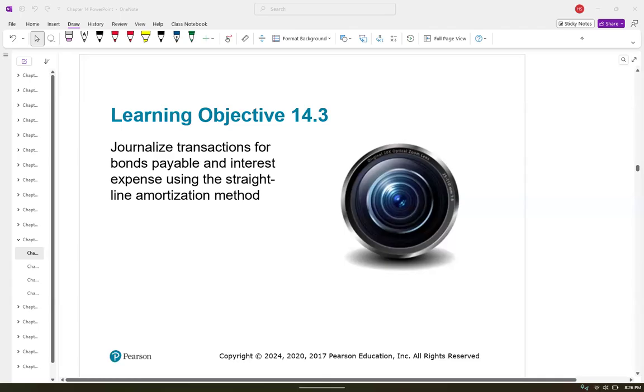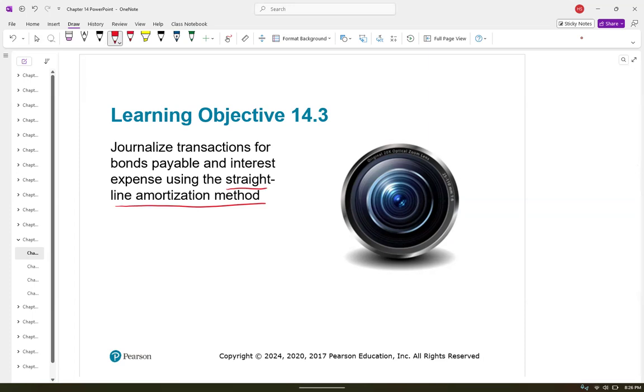All right, we're on learning objective 14.3, and we are going to get into making the journal entries for bonds payable and interest expense using straight line amortization. The other one was the present value tables. We're not going to do that in this class, but we will do that in financial management.